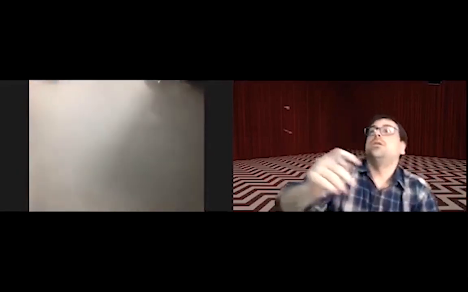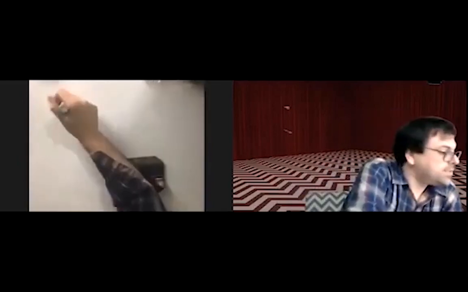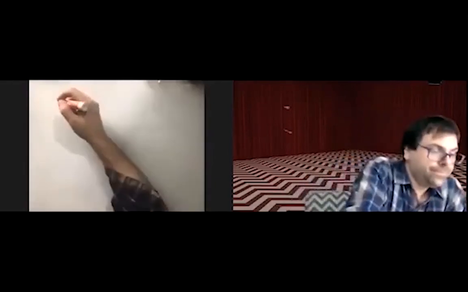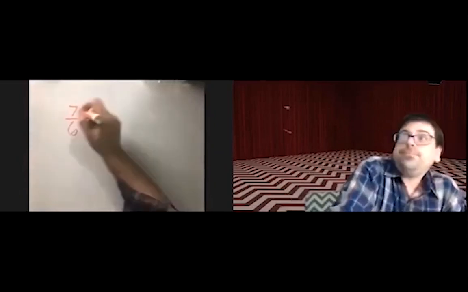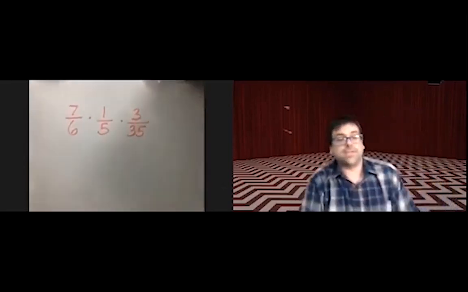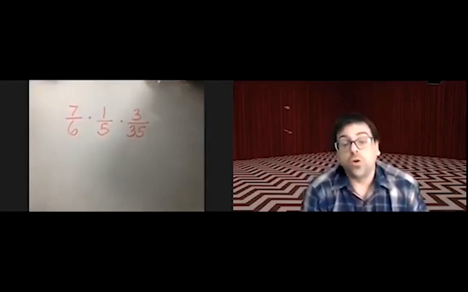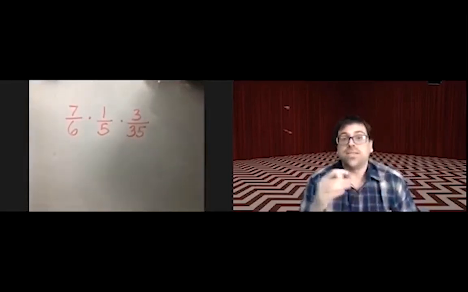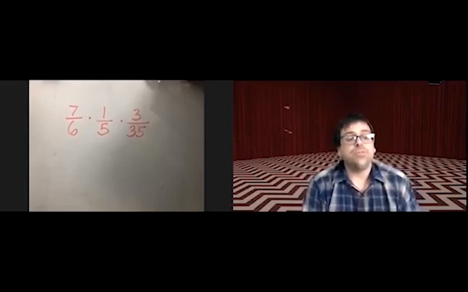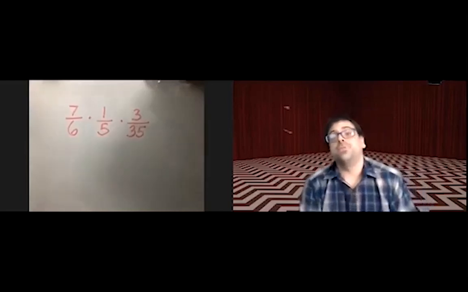What about if we had 3 fractions? Let's say we have 7/6 times 1/5 times 3/35. Well, we could go all the way across the top, 7 times 1 times 3, all the way across the bottom, 6 times 5 times 35. We would like to avoid that if we can. Those numbers would be very large and we would be responsible for reducing that fraction.